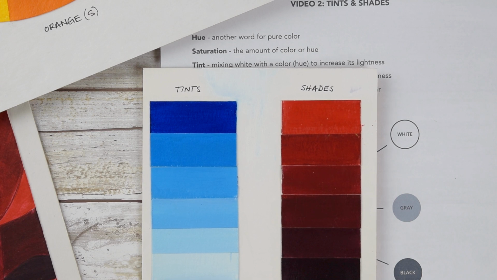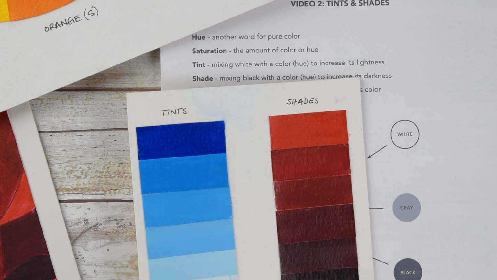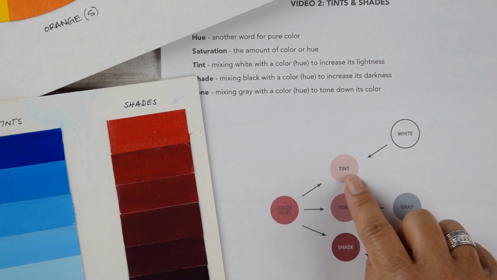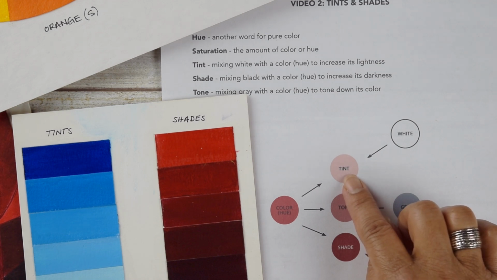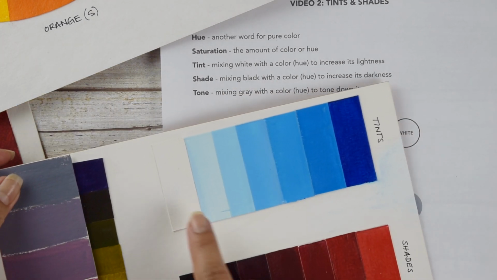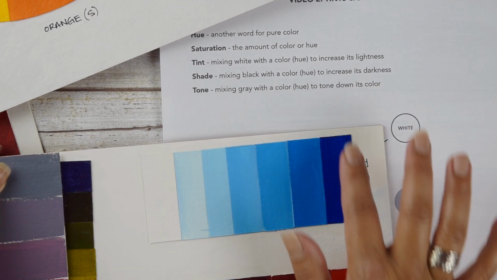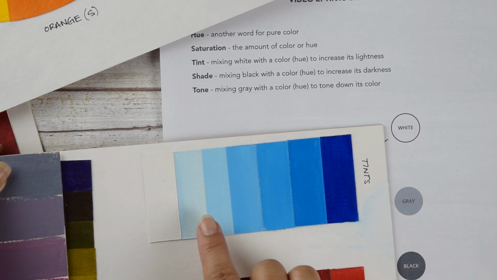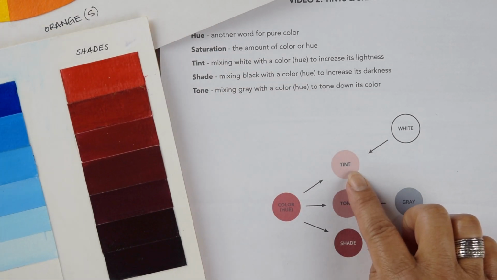I will be using those off and on throughout the course. When it comes to tints and shades, your chart here is a really good example. A tint is when you add white to a color to lighten it. For example, this is white and this is blue. I started with blue, and as I added white, it started to lighten. It started to tint the blue. So tint is adding white.